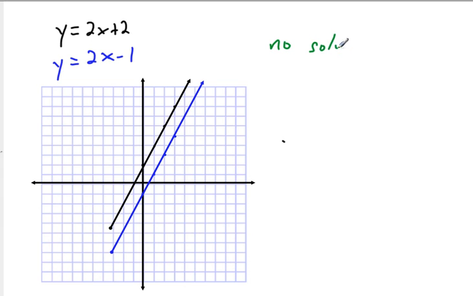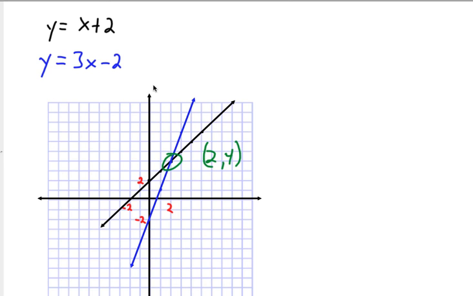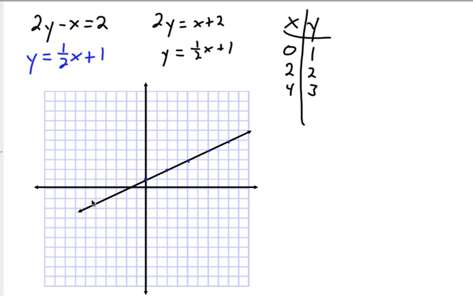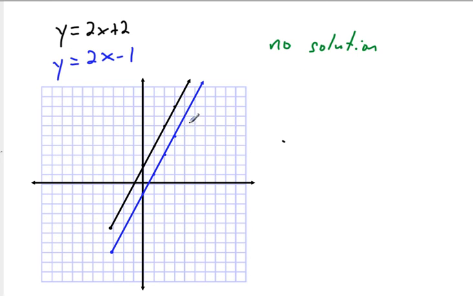Okay, so the three things that can happen are a solution, and we get the coordinates. We could have an infinite amount of solutions, right? And that happens when the equations are the same or they coincide. And then we can also have no solution, and that happens when the lines are parallel.